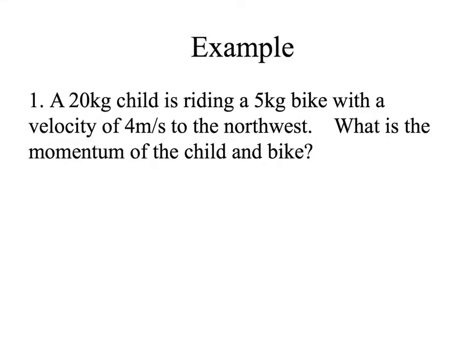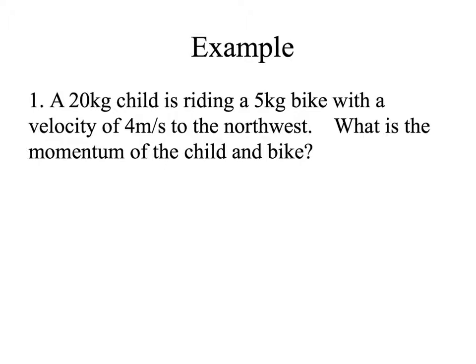All right, so I'm going to do the 4 examples from our momentum and impulse notes that we took on Friday. Our first example says a 20-kilogram child is riding a 5-kilogram bike with a velocity of 4 meters per second to the northwest. What is the momentum of the child and the bike?